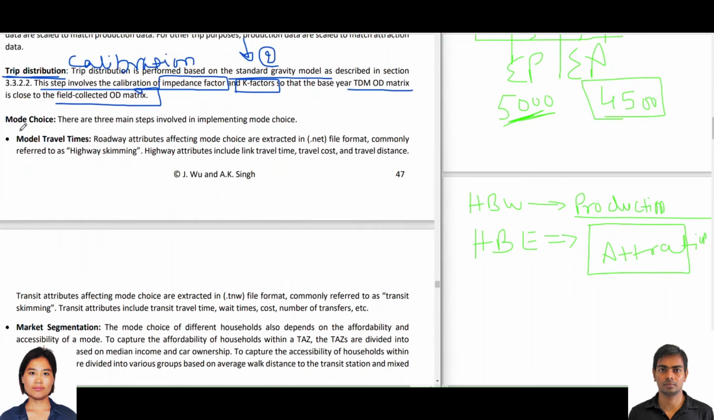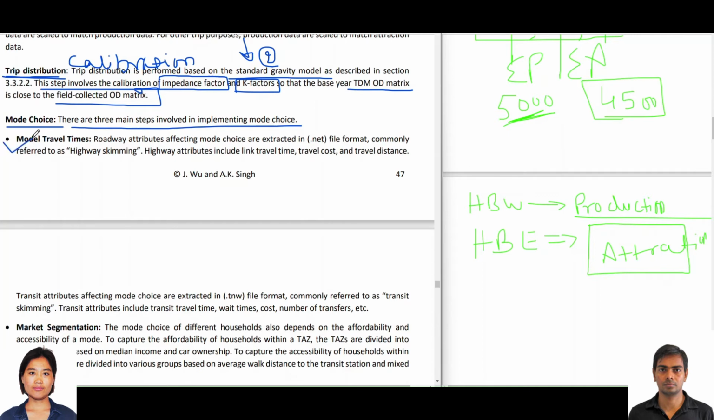Next one is mode choice. We briefly looked at mode choice in theory, and we looked at multinomial logit regression for mode choice, where the probability of choosing a mode is directly related to the utility or perceived utility provided by that mode. So in practice, there are three main steps to implementing mode choice.